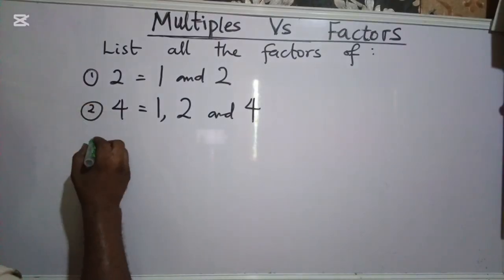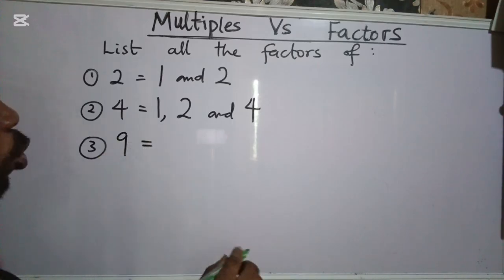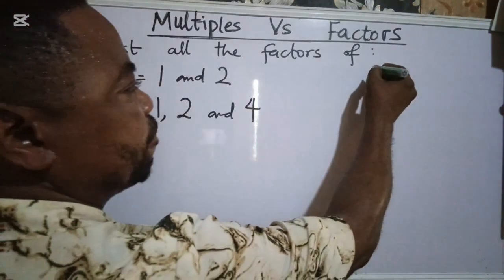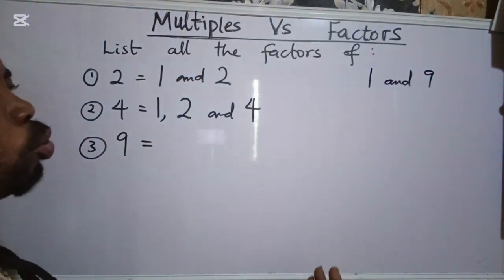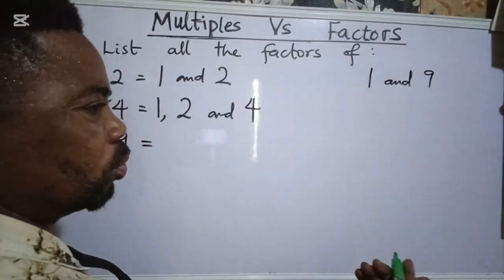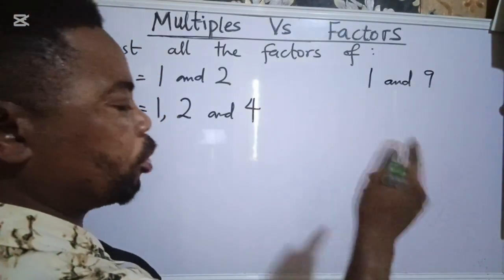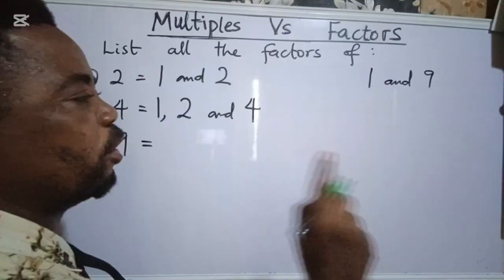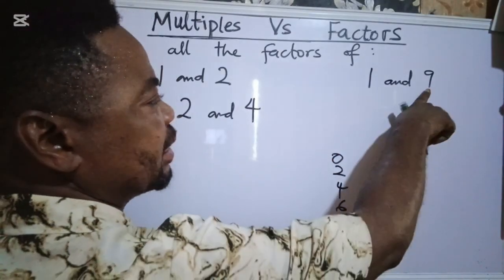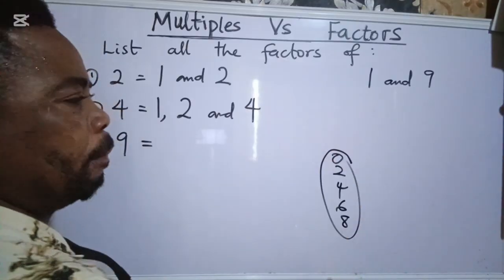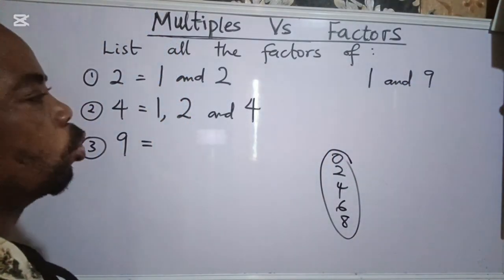Let's go to number 3. List all the factors of 9. When you want to solve it in your jotter, you can say the first one is 1 and the last one is 9. Then you ask, can 2 go? You can try it if you don't know, because when you miss one, you have missed all. 9 cannot go, because 2 can only go in numbers that end with 0, 2, 4, 6, 8. But this is 9. These are even numbers, so 2 cannot go in numbers that are not even. Let's try 3.